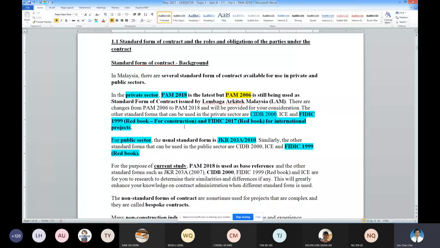Okay, yeah, for the current studies, we are focusing on PAM 2018 as a base reference. So as we go along, there's a possibility that the notes are still in 2006. I will amend accordingly as we go along. Okay, we amend accordingly as we go along.